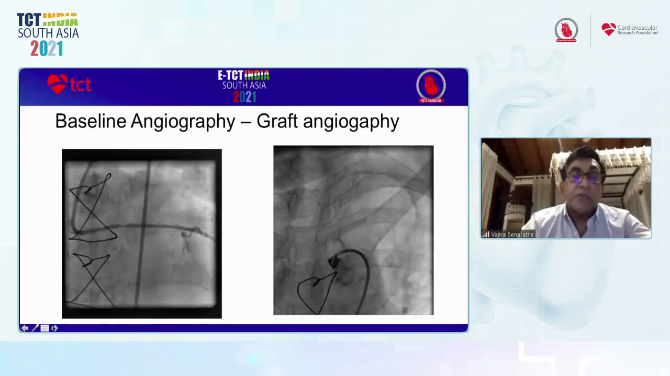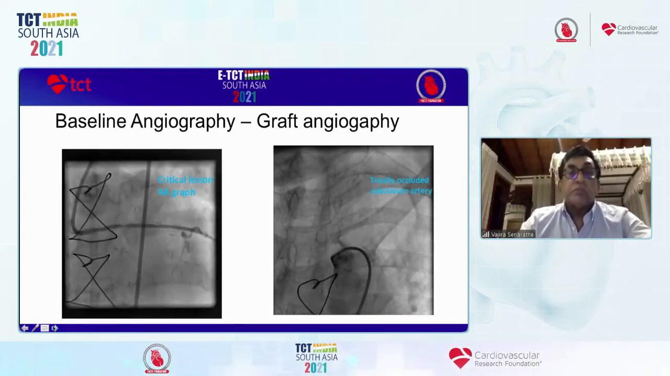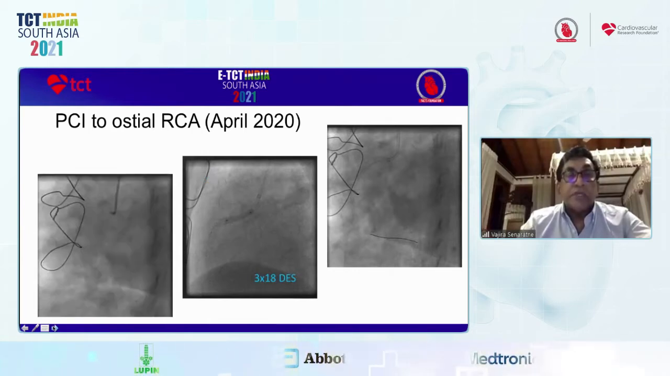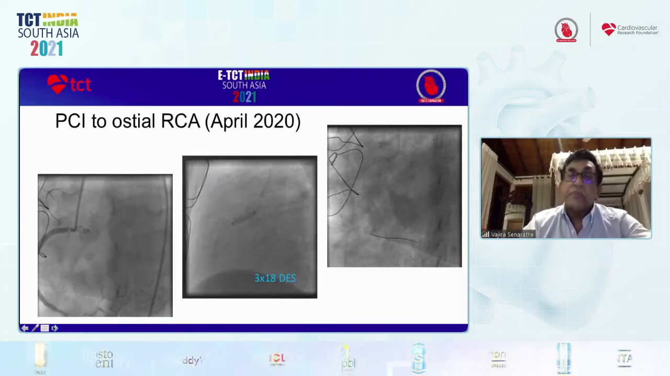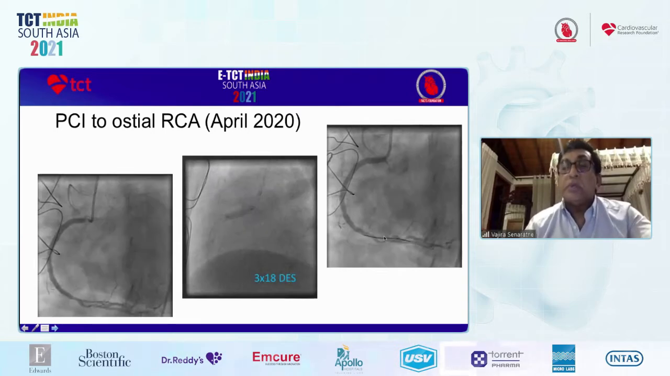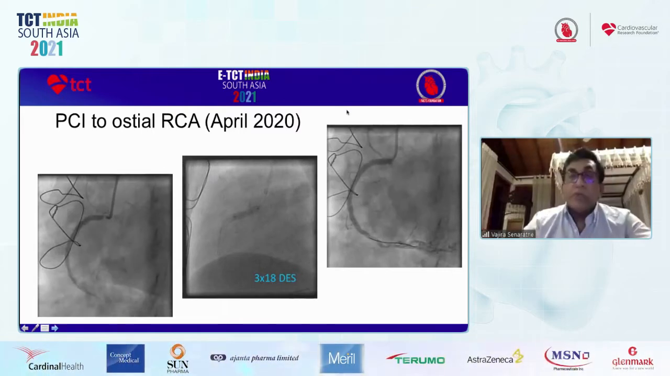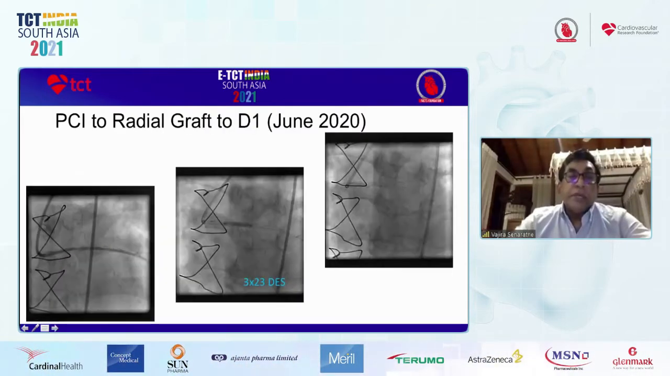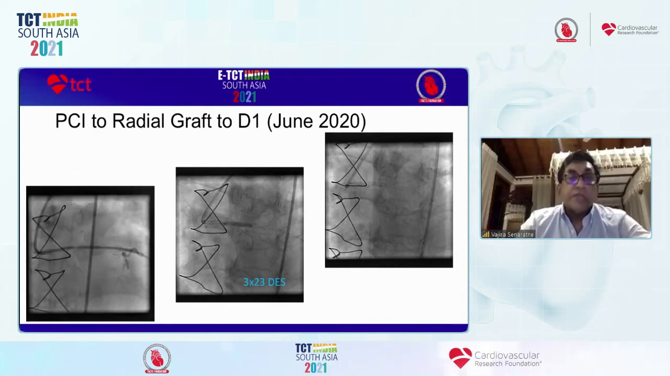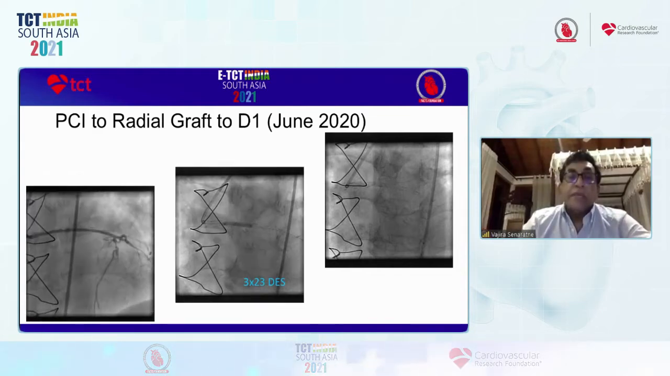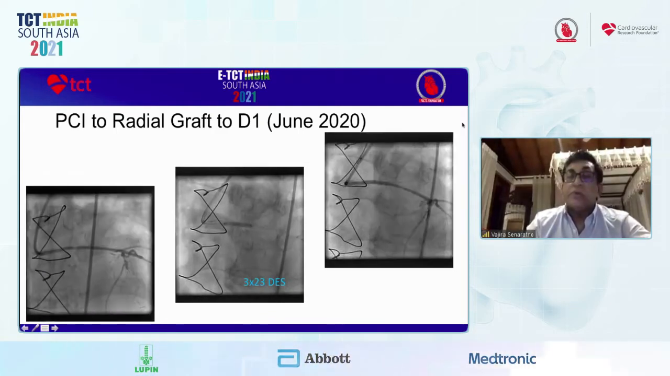So we started with intervention to the RCA, and this is the lesion. You can see the critical ostium, and we dilated and put a 3.0 by 18 drug-eluting stent. You can see the RCA is fully opened up. Then we moved to the radial graft two months later because of the renal problem. It was a staged procedure, and the graft we again dilated and put a stent, and this is the final result, a very good result.